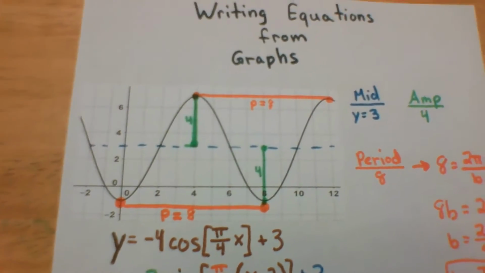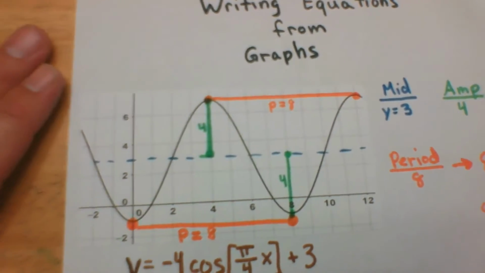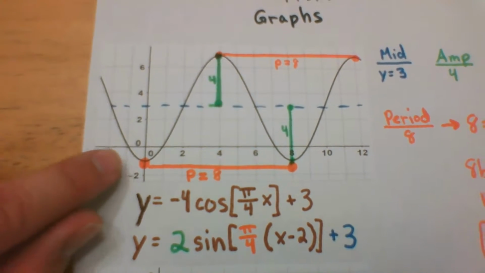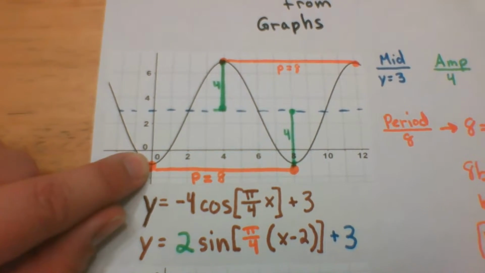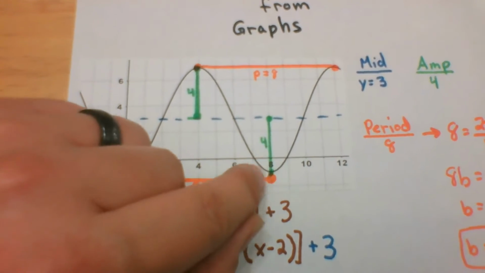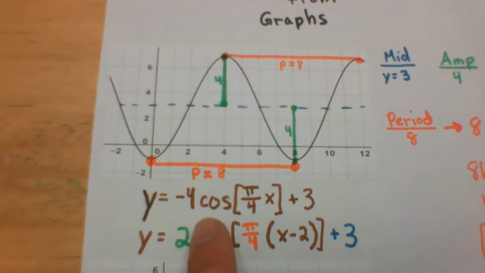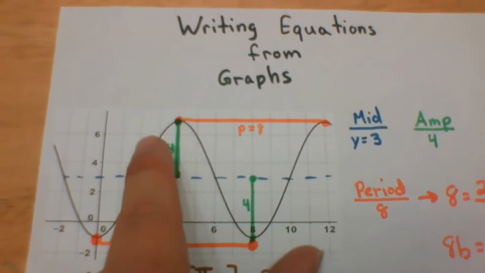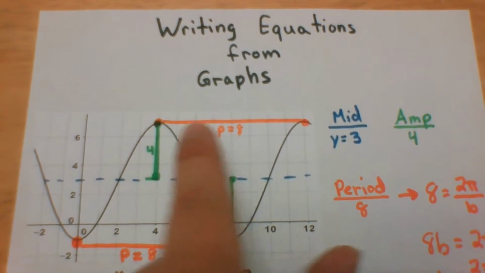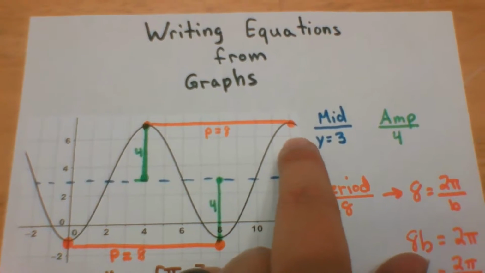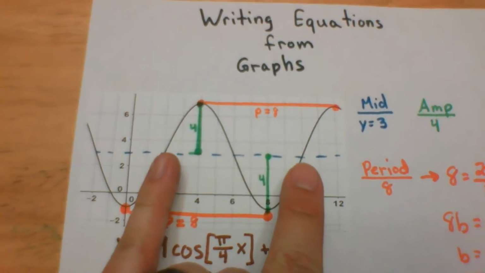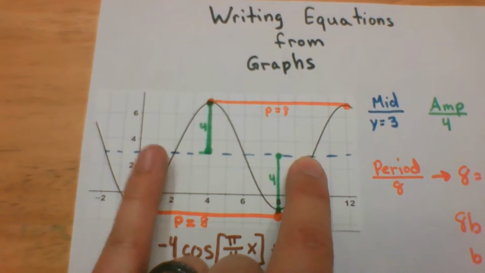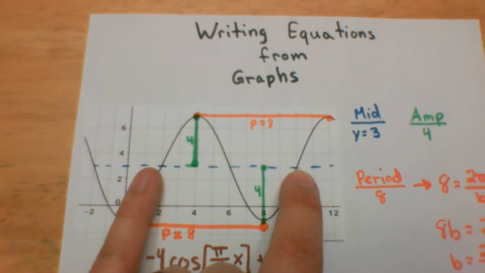That is the wavelength of your sine or cosine function. So take a look here. I've got that marked in two different places. You can look at it from the bottom to the bottom of the wave. So there you can see that distance is 8. You can also take a look from the top to the top. You could also go from middle to middle as long as you skip one and you make sure you're at the same part in your wave.